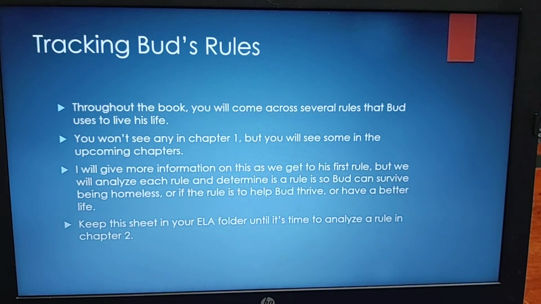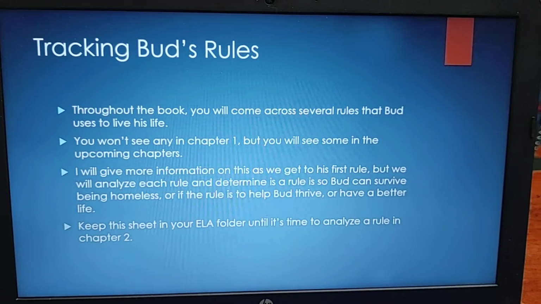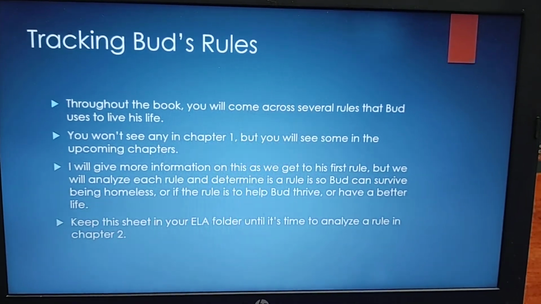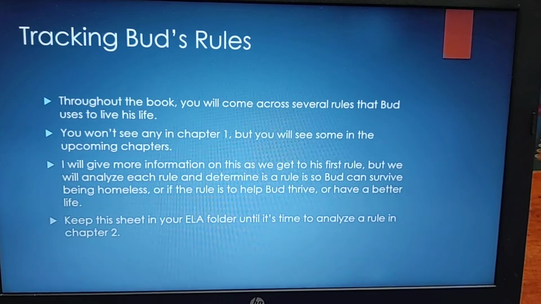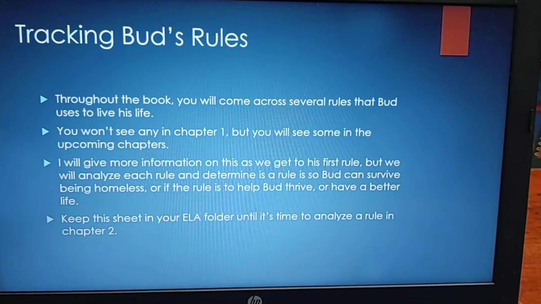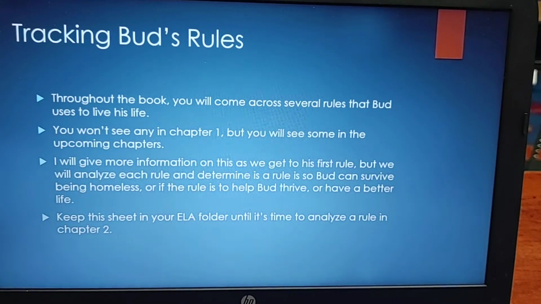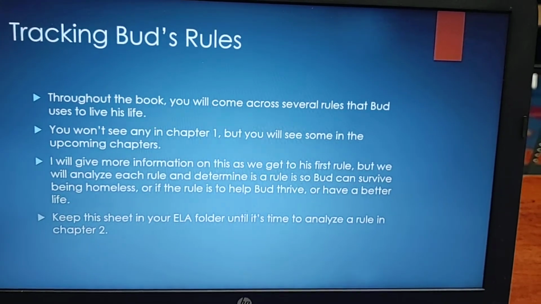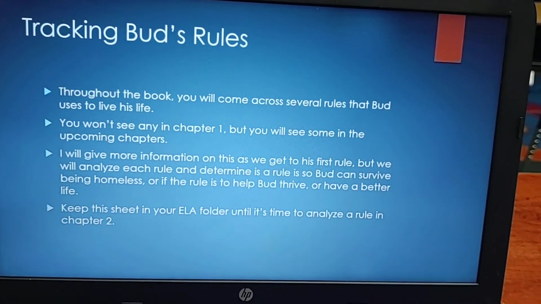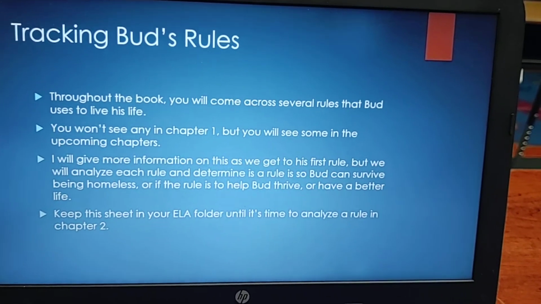Also, in your ELA folder is something called Tracking Bud's Rules. Throughout the book, you're going to come across several rules that Bud uses to live his life. You won't see any in chapter 1, so don't worry, but you will see some in the upcoming chapters, starting with chapter 2. I will give more information on this as we get to the first rule, but we will analyze each rule and determine if a rule is so Bud can survive being homeless, or if the rule is to help Bud thrive or have a better life. Keep this sheet in your ELA folder until it's time to analyze a rule in chapter 2.